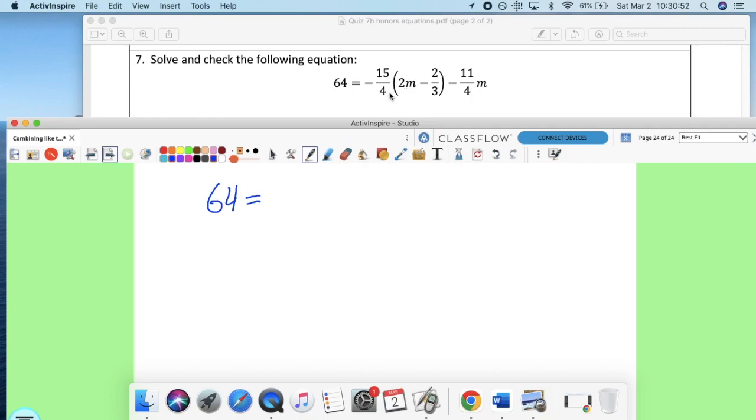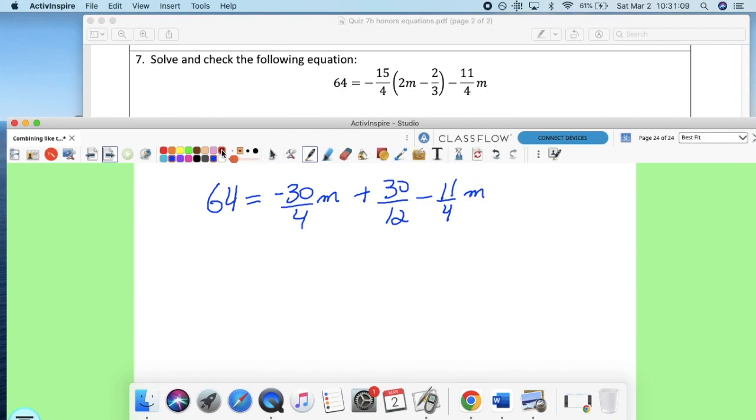15 over 4 times 2, so that's just going to be negative 30 over 4m. I know I could have simplified, I'm just not. And then negative times a negative is a positive. 15 times 2 is 30, and at the bottom 4 times 3 is 12. Minus 11 over 4. Okay.